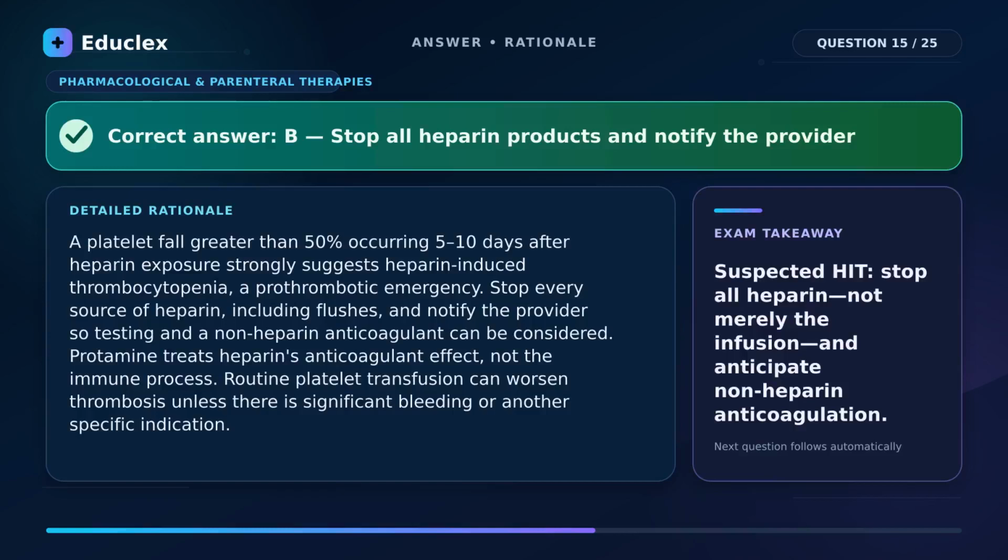Protamine treats heparin's anticoagulant effect, not the immune process. Routine platelet transfusion can worsen thrombosis unless there is significant bleeding or another specific indication. Exam takeaway. Suspected HIT, stop all heparin, not merely the infusion, and anticipate non-heparin anticoagulation.